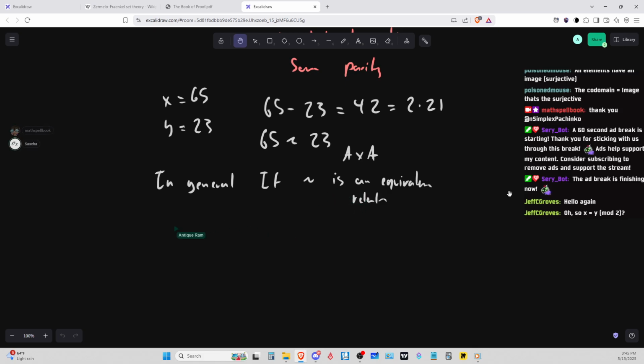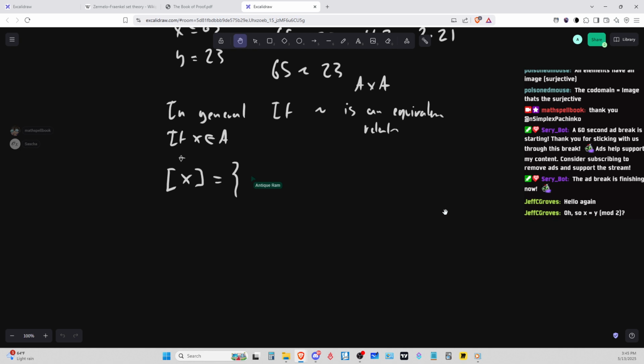If it is an equivalence relation, then you can form the quotient, the quotient set. So, let's maybe just introduce a notation. If x is inside of A, we can consider the following set. It's going to be all the a inside of A for which x is equivalent to a. And we call that the equivalence class.